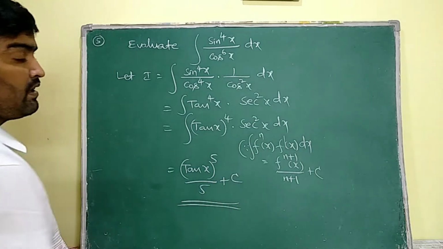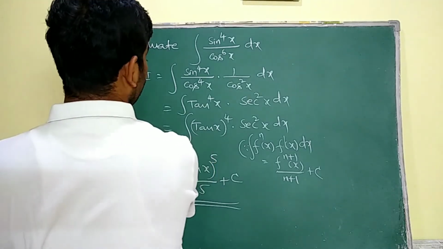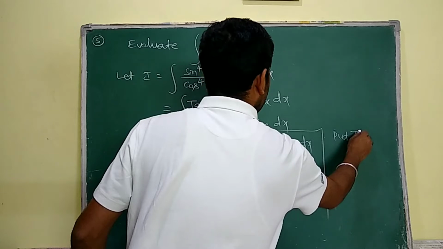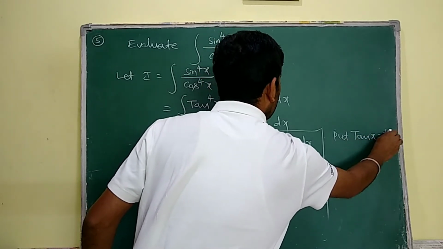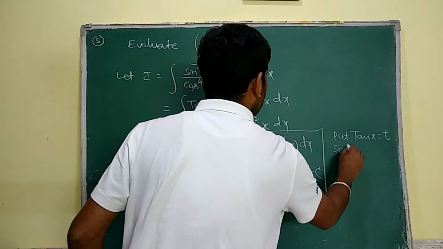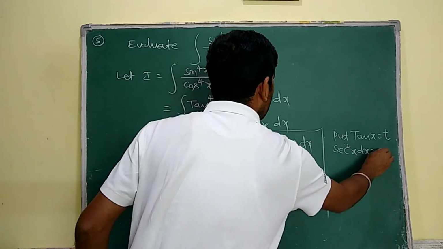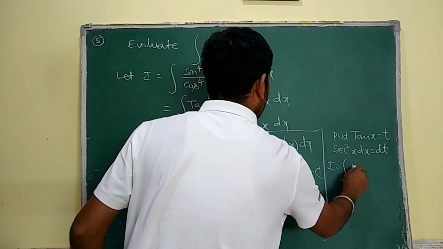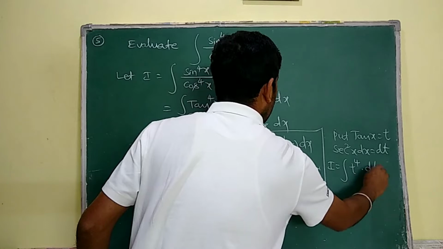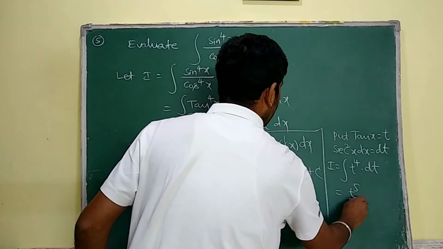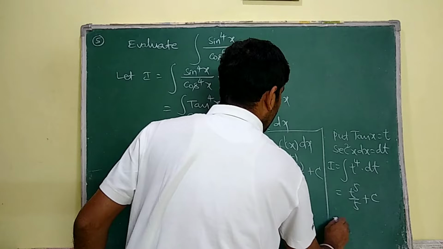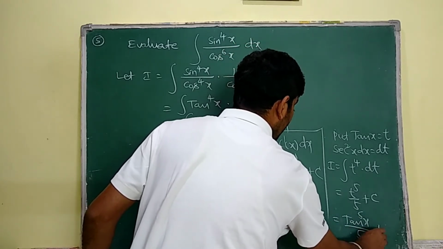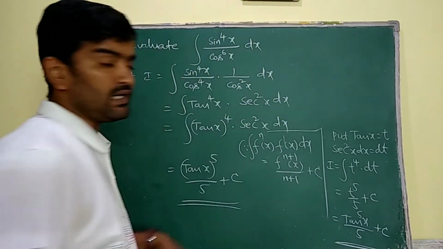This is one method. Or you may substitute here. You may substitute, that is put tan x is equal to some t. Okay? Differentiate with respect to the respective variables. Secant square x dx is equal to dt, and this I can be expressed as integral t power of 4 into dt now. That is t power of 5 by 5 plus c. In the place of t I am going to write again tan x. So tan power of 5x by 5 plus c. This is the other method.